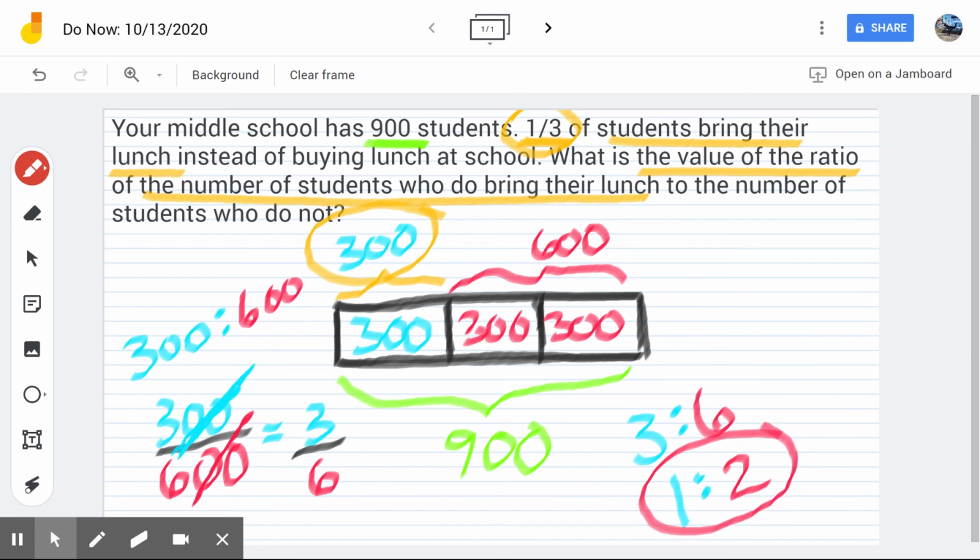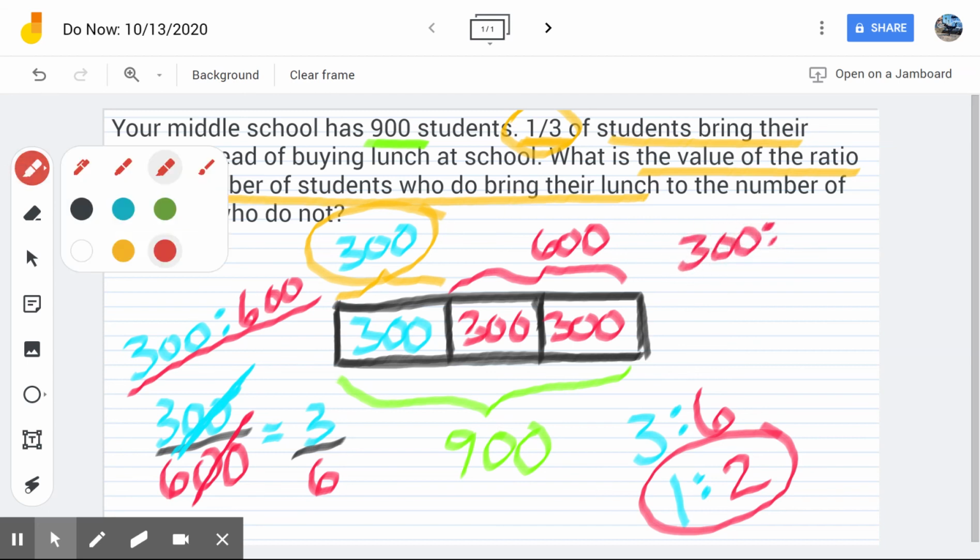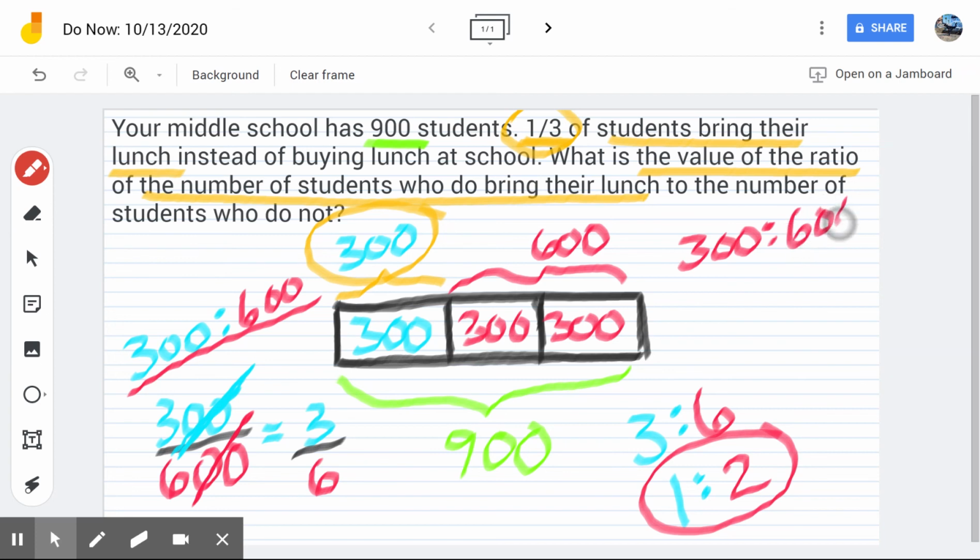The ratio of students who bring their lunch to those who don't was 300 to 600. And again, we can just simplify it by reducing it to its lowest terms. 300 to 600 is equivalent to 1 to 2. So that's what we're looking for there.